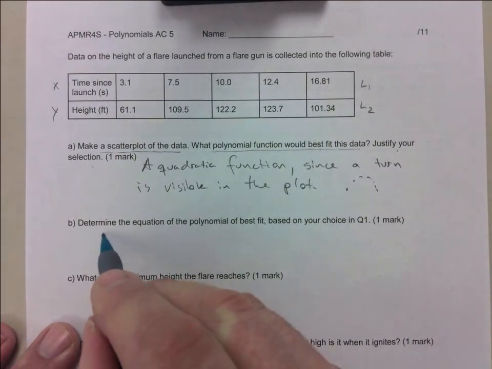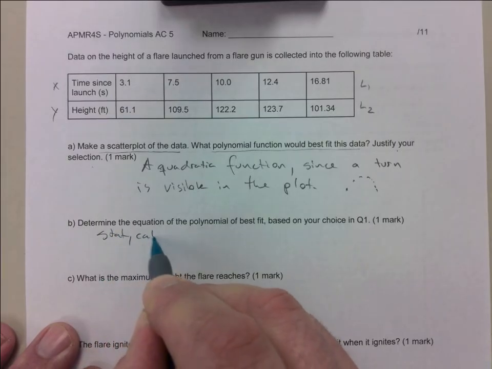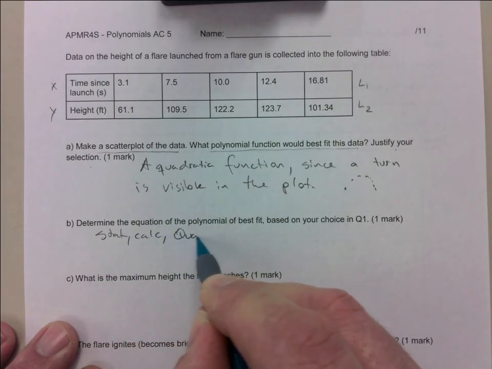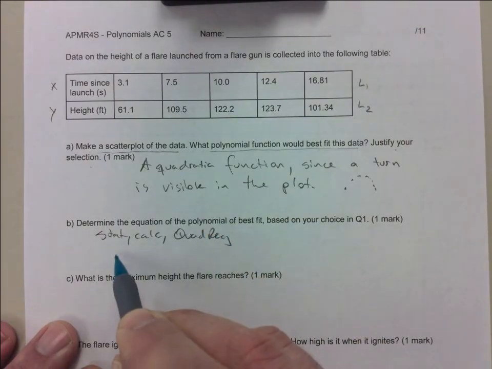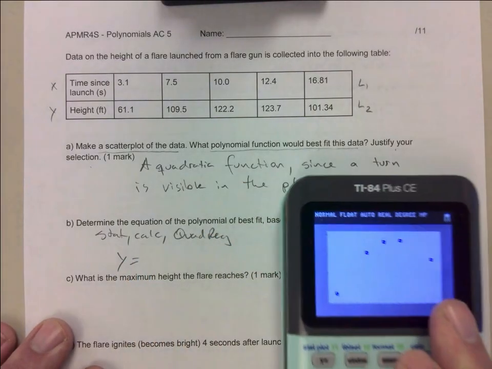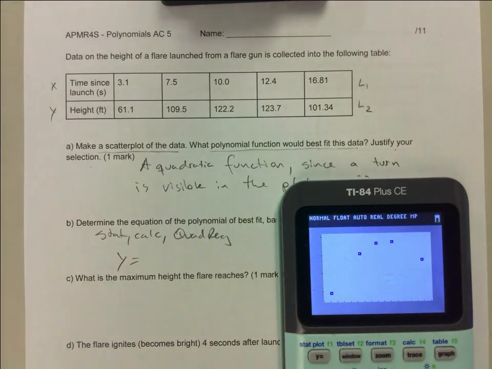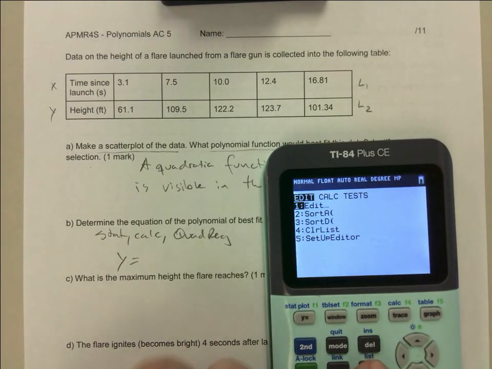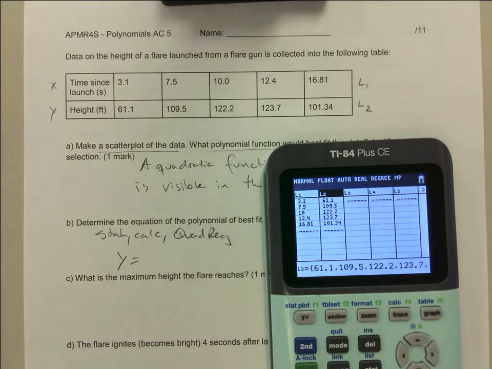So determine the equation. We're going to go stat, calc, quadratic regression, and we're going to come up with the equation. Just keep in mind, it's not always cubic or quadratic. It could be linear as well. Linear is very much alive. It's not going anywhere. But they tend to go with cubic and quadratic more so.